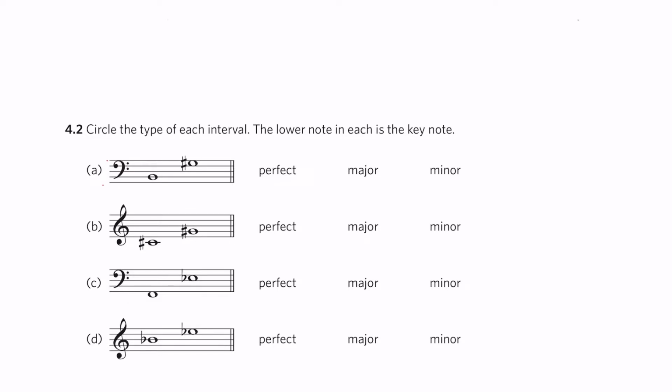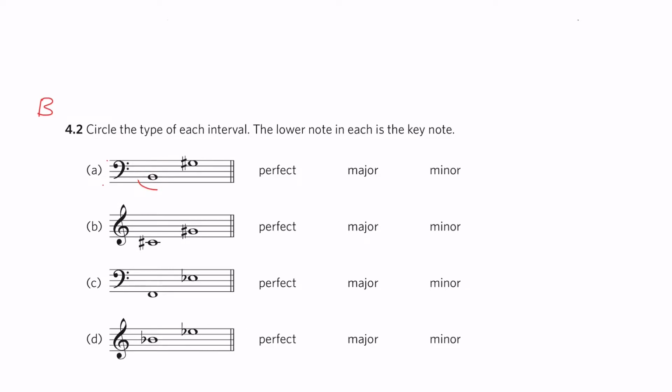This is ABRSM Theory Grade 3, question 4.2. Circle the type of interval. The lower note in each is the key note. So what they're referring to is this start note here. So this is a B. So this is either the key note of B major or B minor.